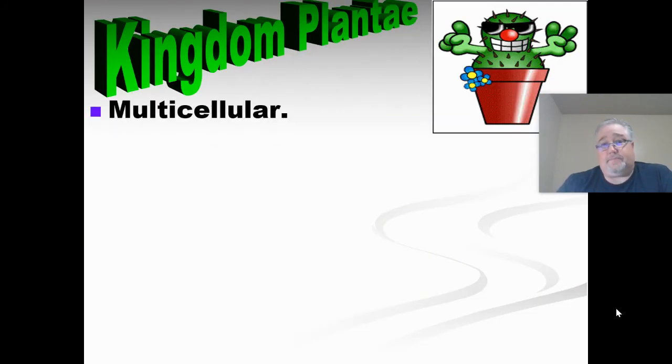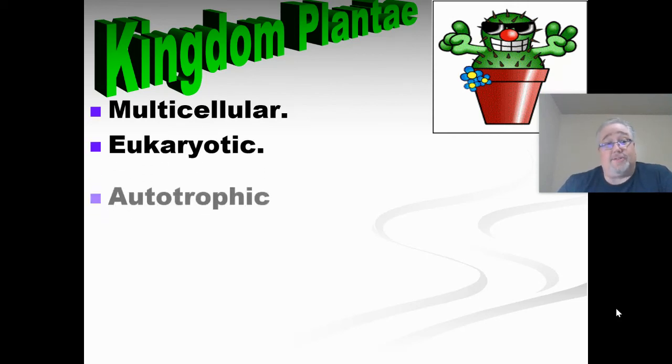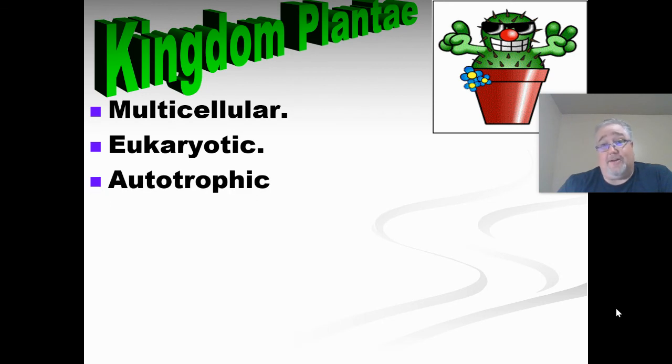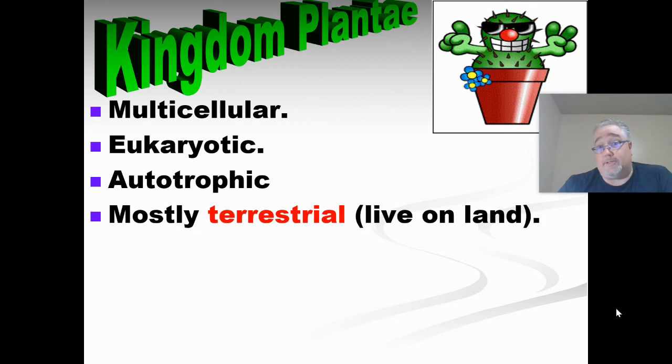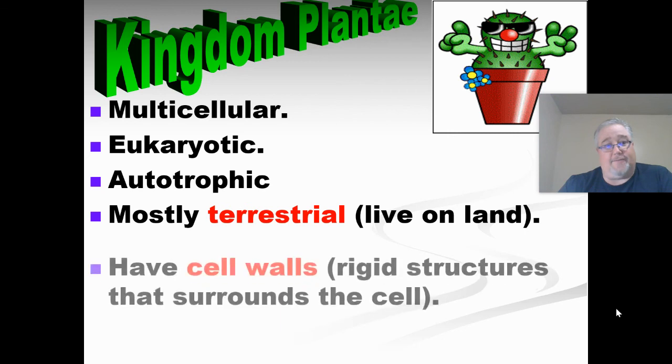Plants. I think we know that plants are multicellular. They are eukaryotic, so they have complex cells, and they are definitely autotrophic. There are no heterotrophic plants. I know people want to say Venus flytraps, but Venus flytraps photosynthesize, so they're all autotrophic no matter what. They're terrestrial, so they live on land. There are a few aquatic plants, but most plants live on land.